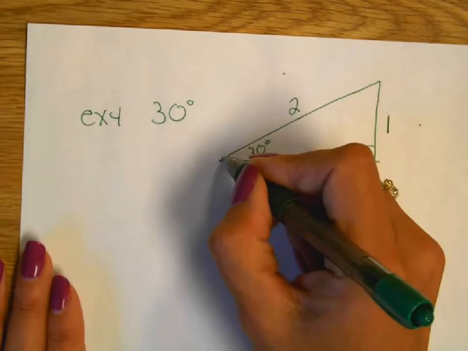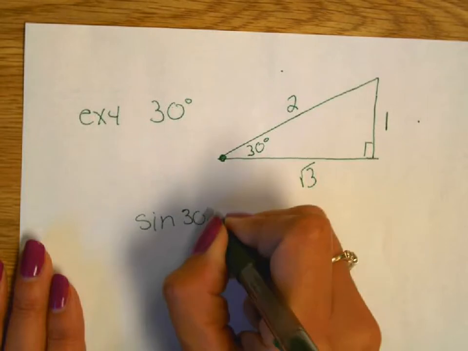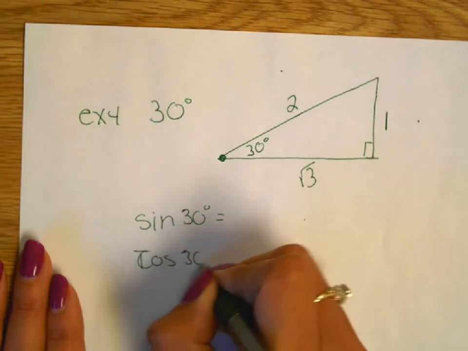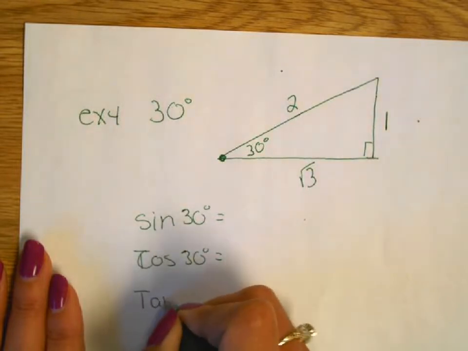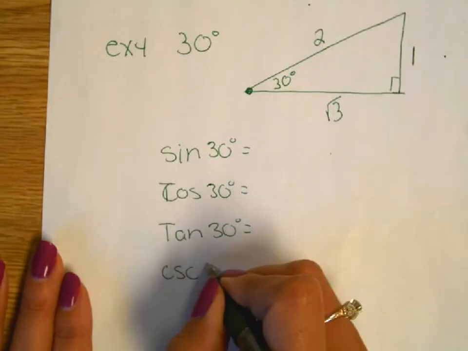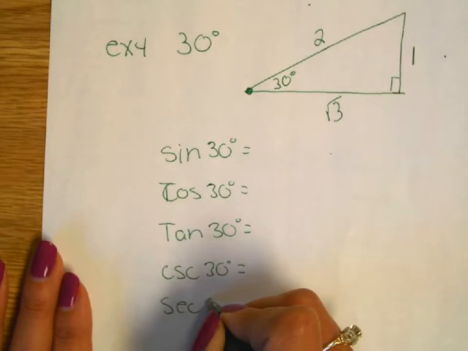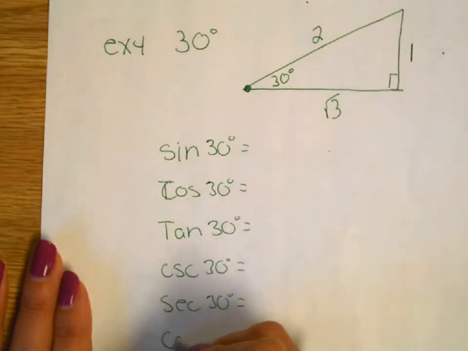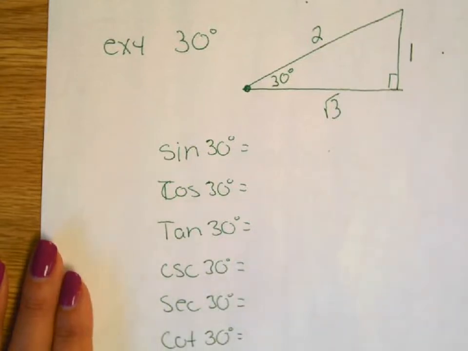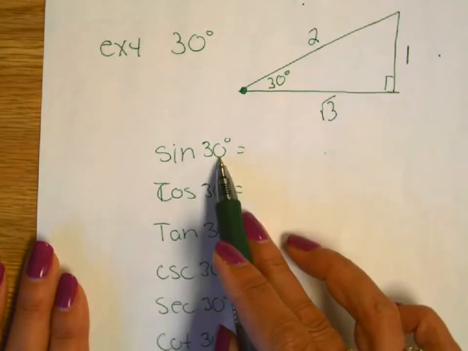All right. Now, stand on your 30-degree angle, and we want the trig values for 30 degrees. SOHCAHTOA, go ahead. Standing on the 30. 30 is your reference.